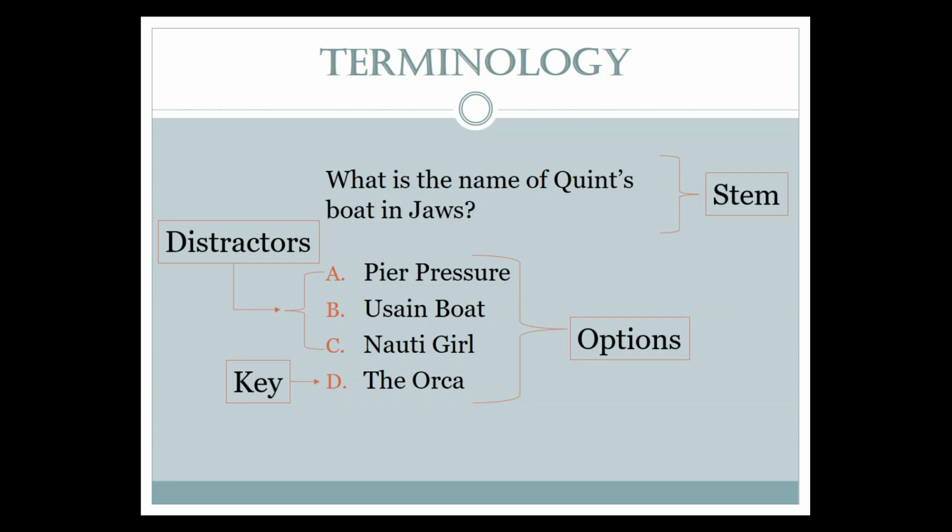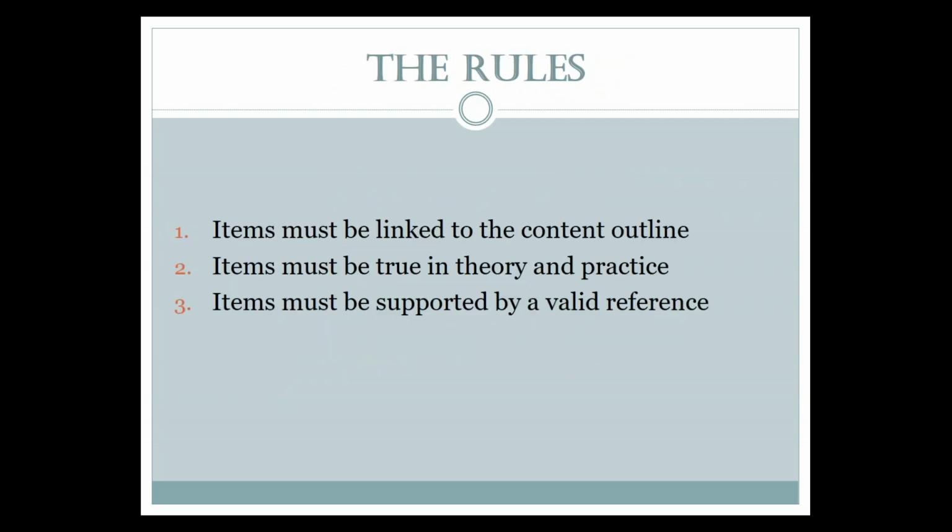There are 3 major rules for item development. Our items must be linked to the content outline, and everyone will have a copy of the detailed content outline of the CSA examination. So a job analysis took place. We worked on knowledge, skill, ability statements. What does the CSA need to know went into this document. And then there was a survey, people responded to it, and we came out with this outline for test construction. So items must be able to link to that outline.